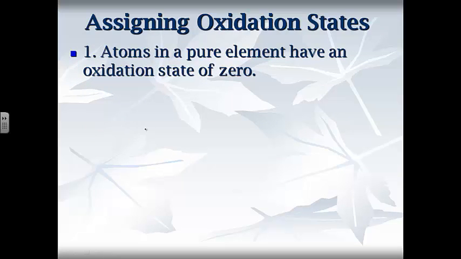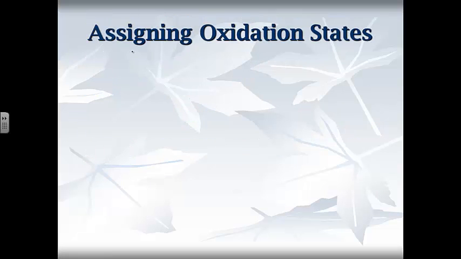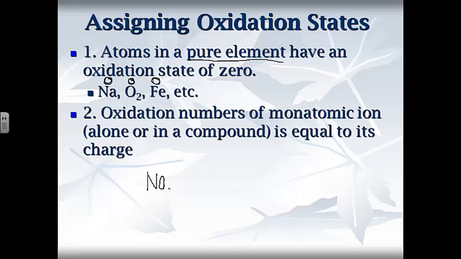Anything that's a pure element has an oxidation state of 0. It's not really sharing any electrons with any other atom, so it gets 0. Sodium, any of the diatomics, oxygen, and we usually write the oxidation state above the atom, just like that. Oxidation numbers of monatomic ions, alone or in a compound, are equal to their charge. So if we go to the sodium ion, it's going to be 1 plus. Actually, the way that we usually write it is that ion charges are written as the number and then the sign, and usually our oxidation numbers we put plus 1. Oxide would be minus 2. And iron could either be plus 2 or plus 3, depending on what it's paired up with.